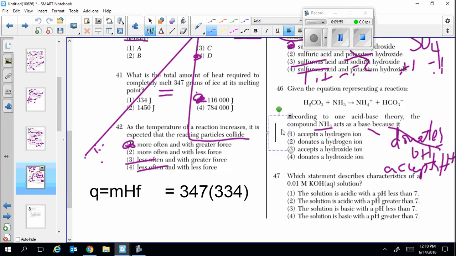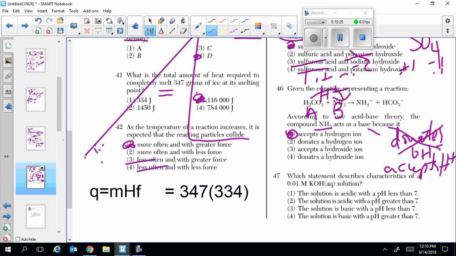Okay, there we go. My writing is messy. Stuff is going on the screen. Sorry about that, guys. So I do not want the donates OH minus because there's no OH minus to give. So I want accepts H plus. There it is. And if you looked at this reaction, NH3 is becoming NH4, so the arrow is going like this. So this is the acid and this is the base because it's accepting the H plus. It's a Bronsted-Lowry acid-base combination.